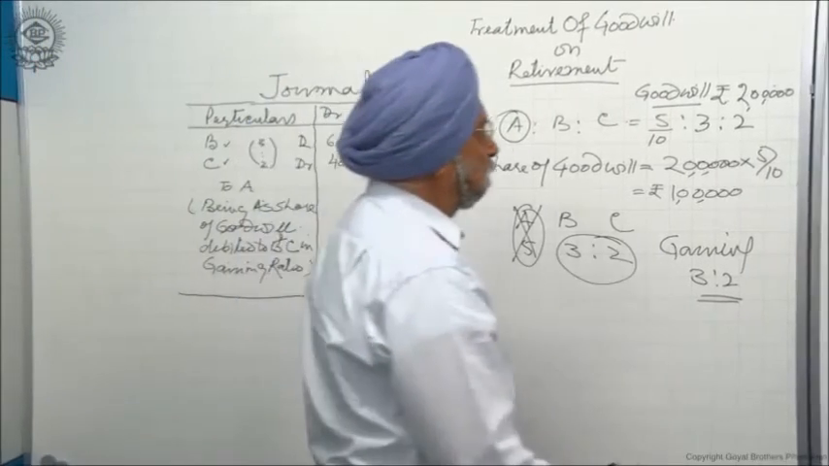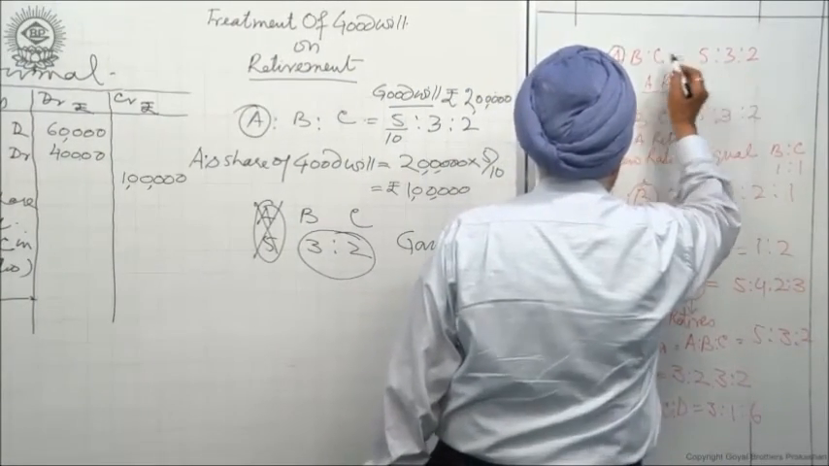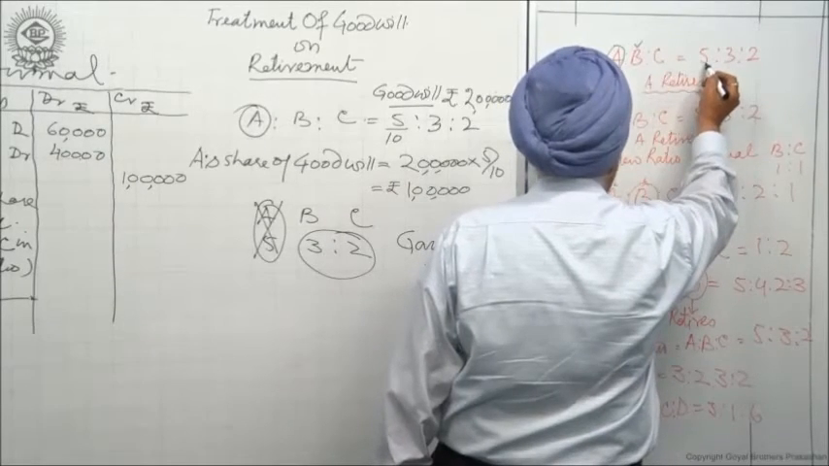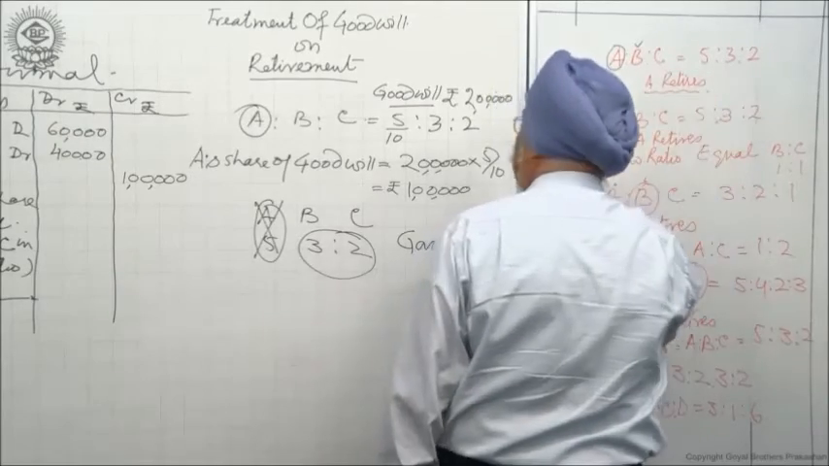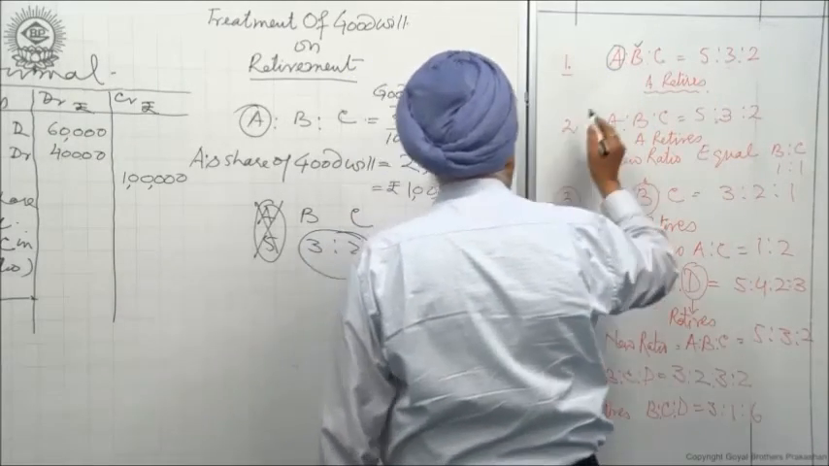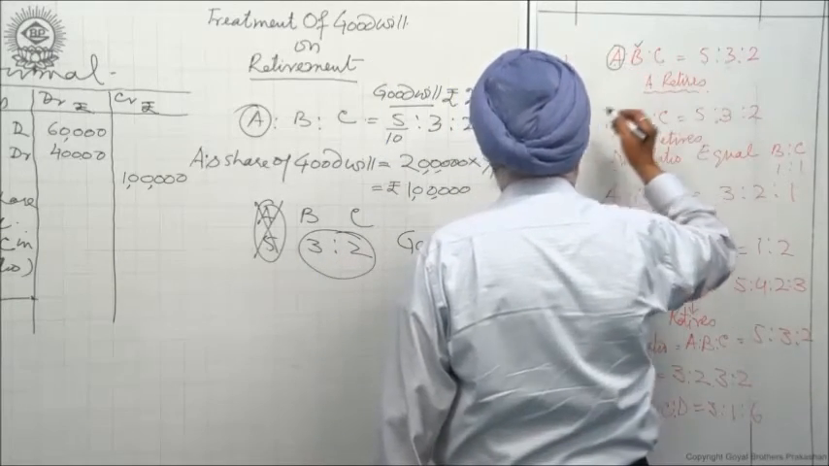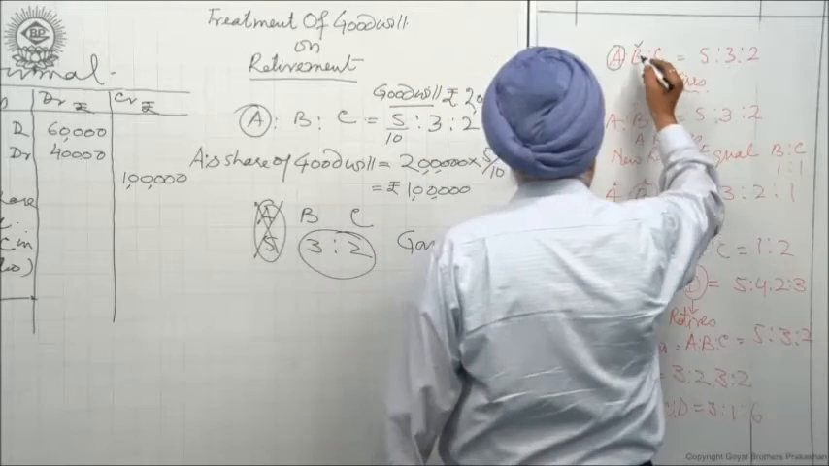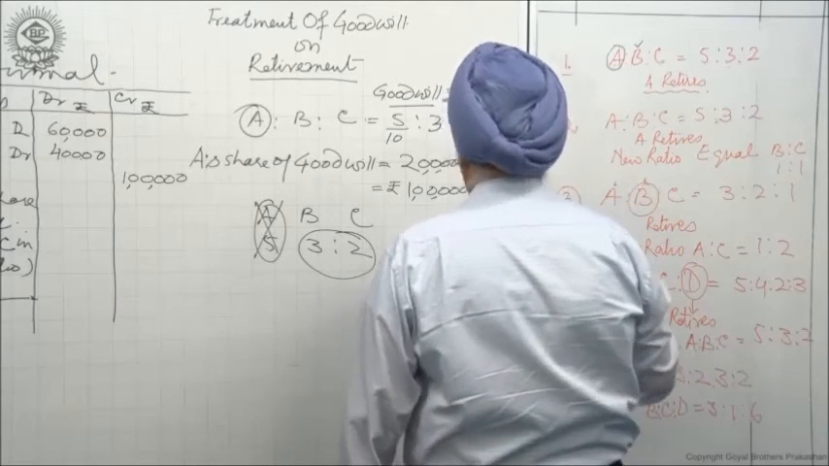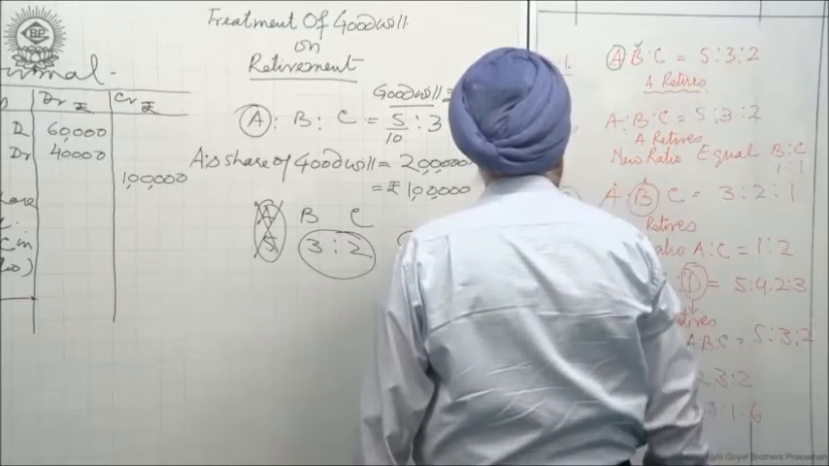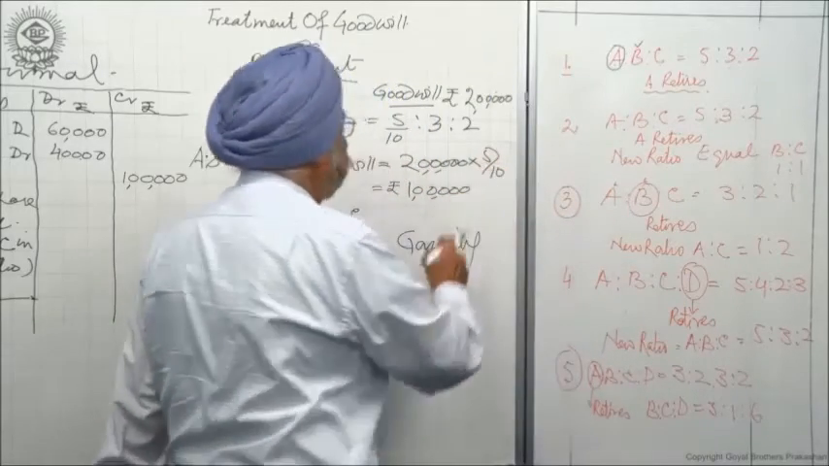This is the treatment in the first case. If A retires, gaining ratio is 3:2. If B retires, gaining ratio is 5:2. If C retires, then gaining ratio is 5:3. And the retiring partner's share, whatever it is: in this case, A's share is 5/10, which is 1 lakh. If B goes, then B's share is 3/10, so it will not be 1 lakh, it will be 60,000. If C goes, his share is 2/10, which will be 2/10 of 40,000.